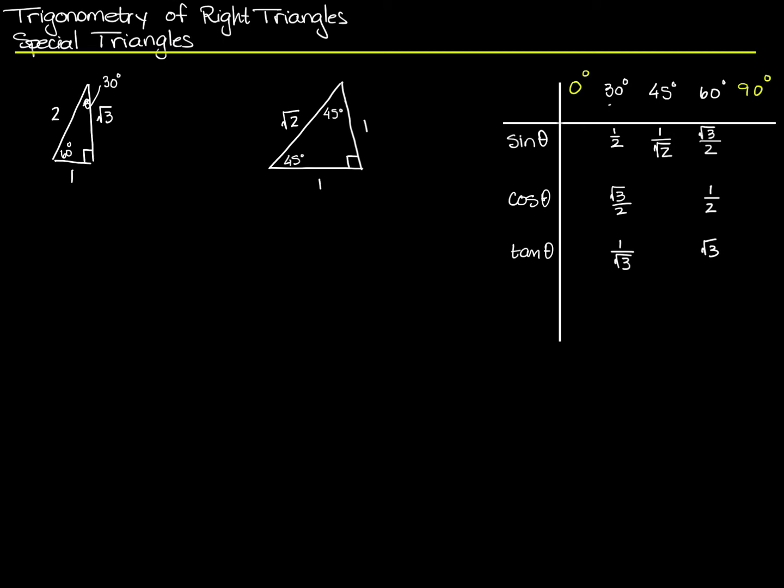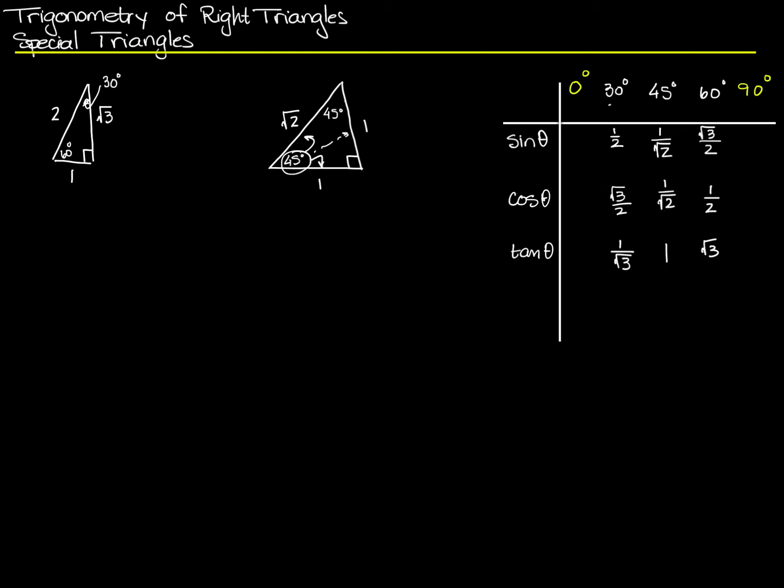The cosine is, let's go ahead and go with this 45-degree angle. Opposite was 1 over the hypotenuse, root 2. Adjacent is also 1 over root 2. So in this case, I have 1 over root 2 for both the sine and the cosine. Opposite over adjacent, though, is 1 over 1. And that's just 1.